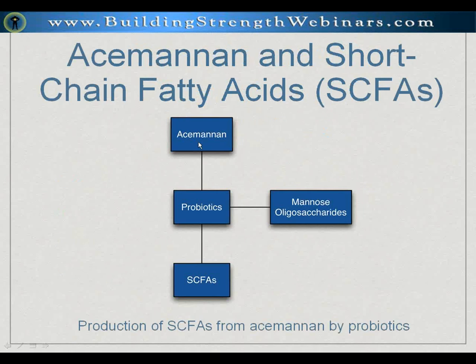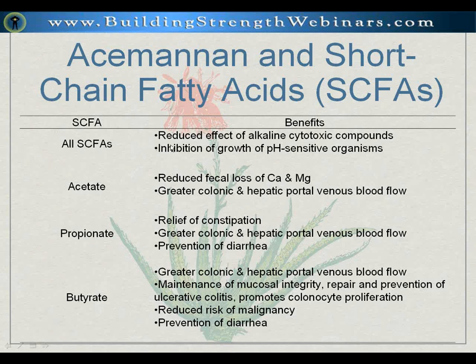This kind of summarizes what happens. Ace mannan is acted upon by probiotics, friendly bacteria. They break it down into mannose oligosaccharides, and most of it, around 80%, is converted to small-chain fatty acids. Now, these small-chain fatty acids are very important. This is just a summary of what they do. We were talking about the importance of pH. They inhibit the growth of pH-sensitive organisms. They reduce the effect of alkaline toxic compounds.